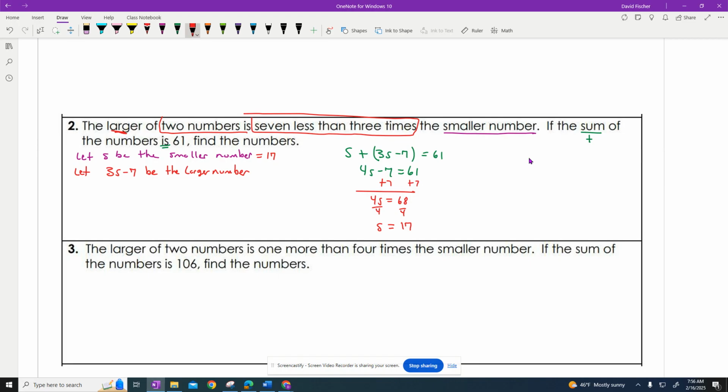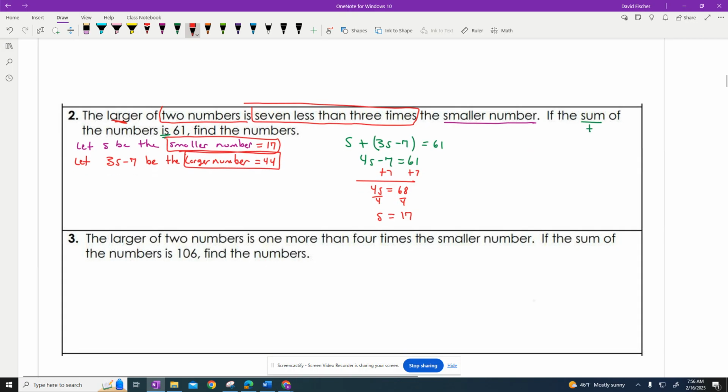Now, this is the kind of crazy part, but we can shorten this up, because if I know the smaller number is 17, well, I want to take 3 times 17. 17 is already in my calculator. And so I'm just going to hit 17 times 3, and then minus 7. And I'll have that other number. And I hope you're getting 44. Now, I don't want to have to keep rewriting these things, so I'm going to put a box around that because my smaller number is 17. Larger number is 44. All right?